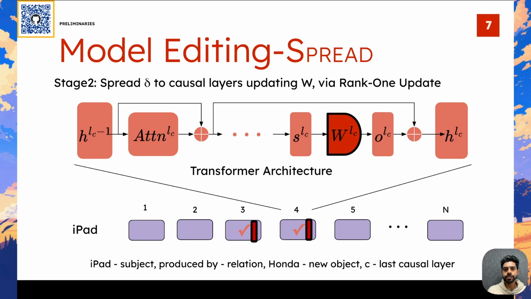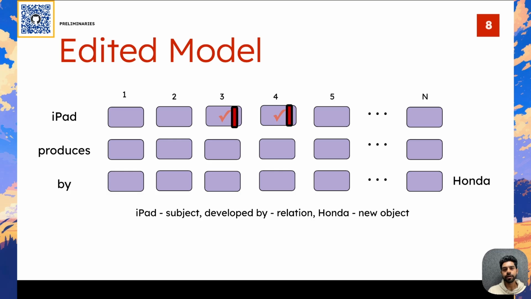However, instead of a single transformer block, the delta is propagated to the entire causal range. Hence, we categorize this stage as the spread stage. Here, the magnitude of the update is inversely proportional to the distance from the last transformer block. On an abstract level, an edited model after these two stages looks like this illustration, producing the desired output.